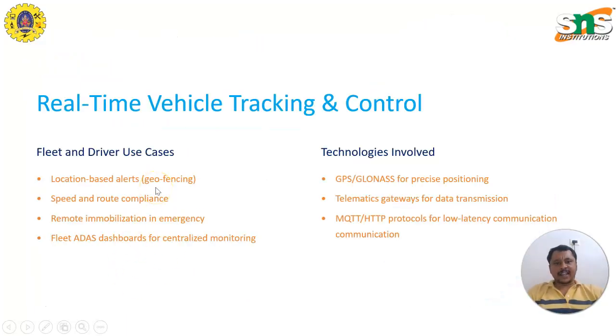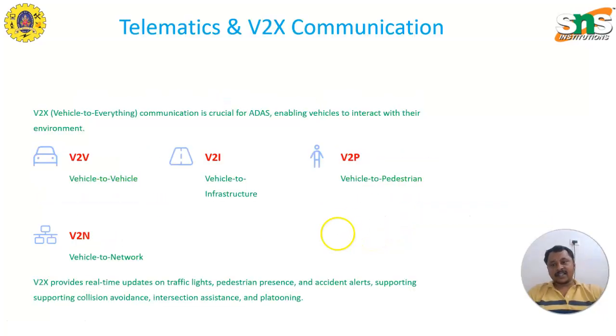Here the real-time tracking can also be used for fleets. In transportation, cargo trucks can be tracked by the owners by tracking the location, speed, everything. You can see the slide. These are the data that can be used for the tracking, as well as the technology. GPS, the telematic gateway, transmission and protocols are the technologies used for this tracking and control. You can see the different communication that I already discussed: vehicle to vehicle, vehicle to infrastructure, vehicle to pedestrian, and vehicle to network. These can be possible in vehicles nowadays.